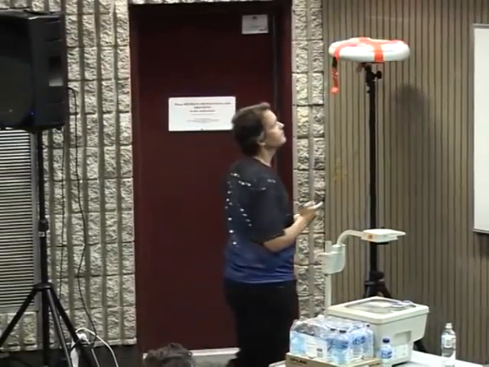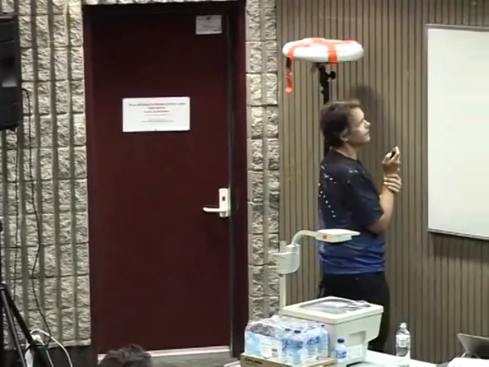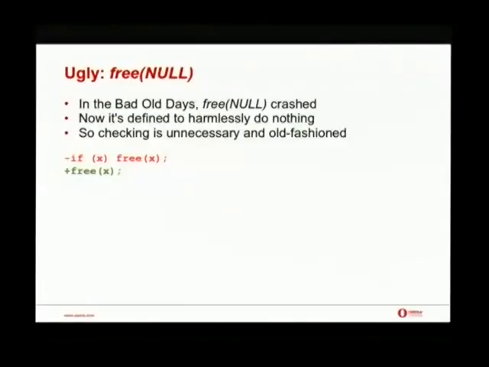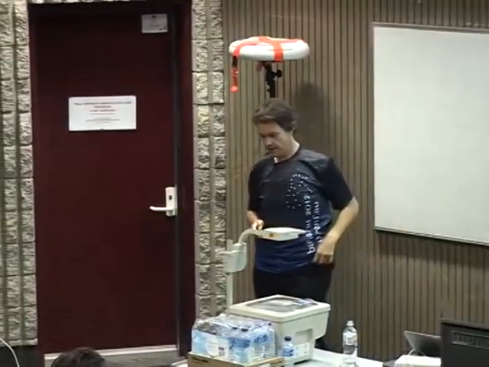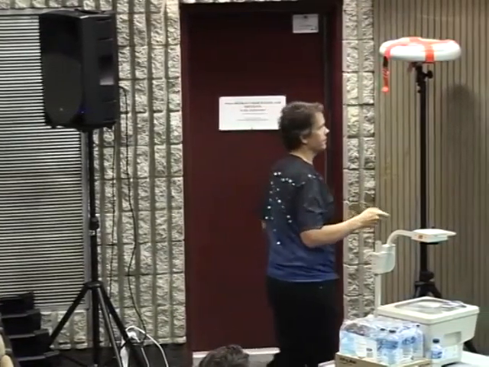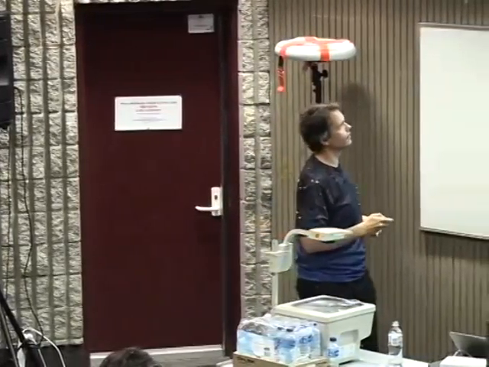Free of null. If you used to pass a null to the free function, it used to crash. It doesn't anymore. It's in the man page. So if you see code that does this, and there's a lot of this really careful code, if x, free of x, they're doing the useless half of the job. What the code should actually do is free of x, x equals null. That's actually the sensible thing to do, but I'll talk about that in a little while.